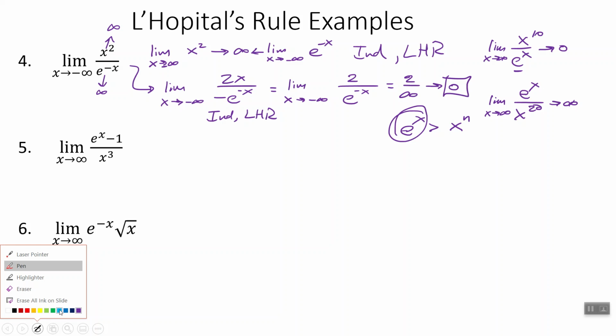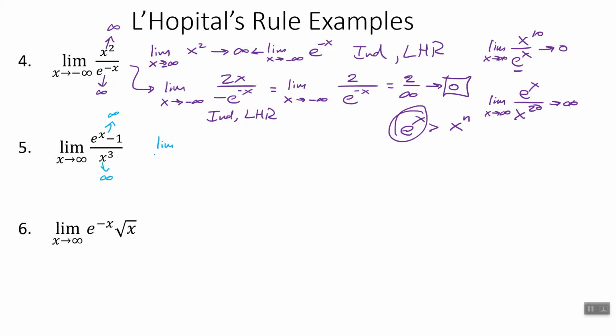All right, so that might help us here on the next one. So we're going to infinity. We get infinity minus 1. Sure, that's going to infinity. Infinity to the third, that's going to infinity. So we want to write out the limit as x goes to infinity of e to the x minus 1, which equals infinity. Same with the other side. The limit as x goes to infinity of x cubed also goes to infinity. So it's indeterminate. We're using L'Hopital's rule.